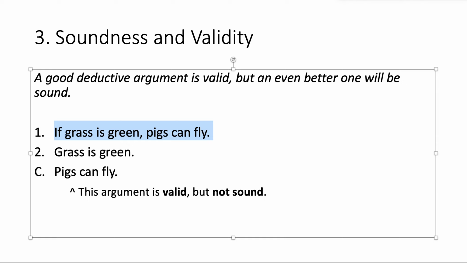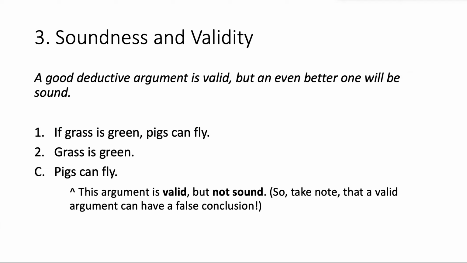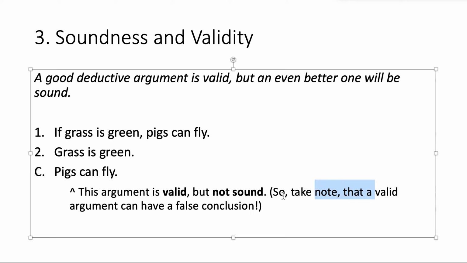This kind of example makes that really clear, but it's worth saying that a valid argument can have a false conclusion. Super important to remember that. So in fact, I might just italicize it: a valid argument can have a false conclusion.